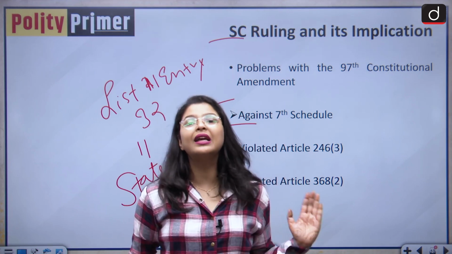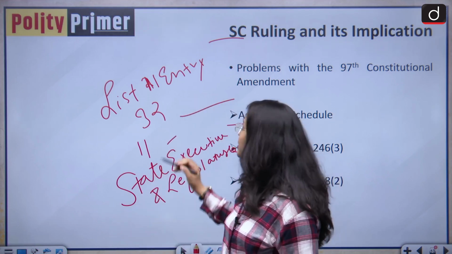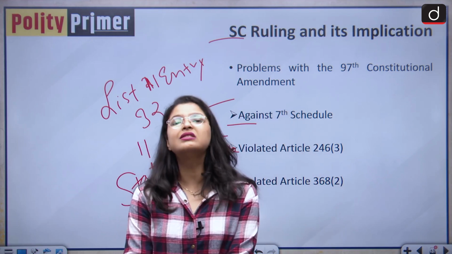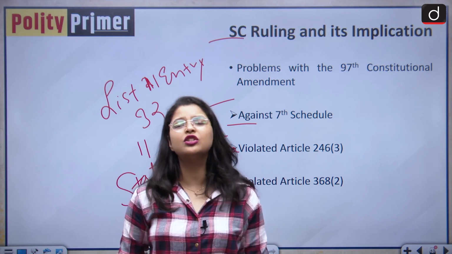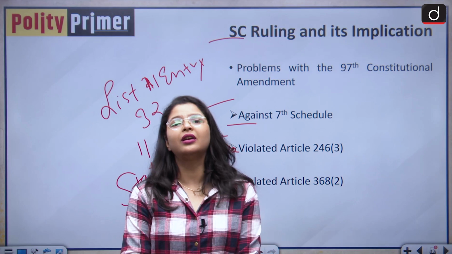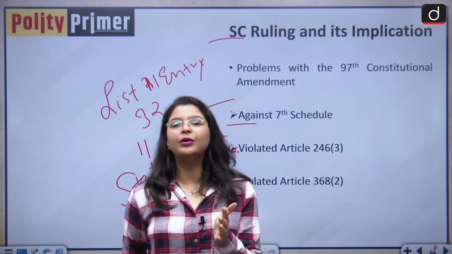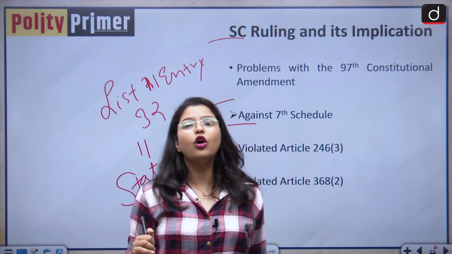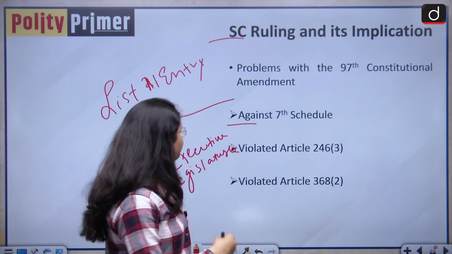Okay, so it was against the 7th Schedule because it restricted the state executive and the legislative powers with respect to the cooperative society, which was a state subject. You see that the number of directors, the audit mechanism, etc., were all well defined under Part 9B that was inserted by the 97th Constitutional Amendment Act. So basically, the Parliament through that amendment was trying to restrict the power of the state legislature to make laws on a subject that was exclusively reserved for it under the state list.